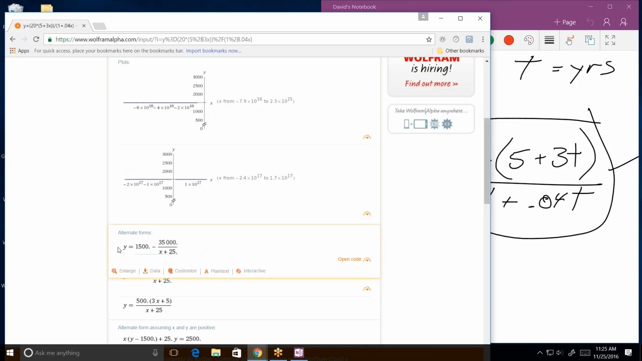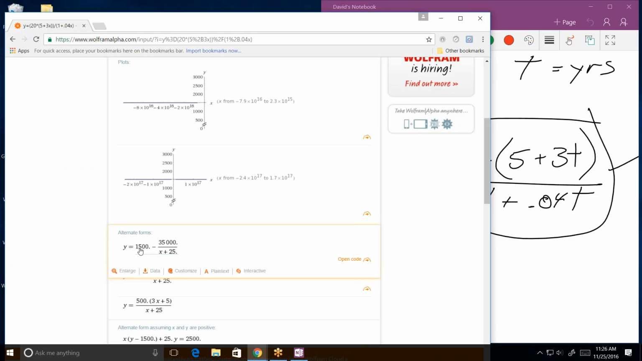Now, I understand you haven't had limits yet also, so that's why this is a graphical problem, because you don't really have a good way of solving it algebraically. Whereas if you graph it, you'll see that upper horizontal asymptote. And clearly that's what it would approach, and that thing's going to be y equals 1,500.